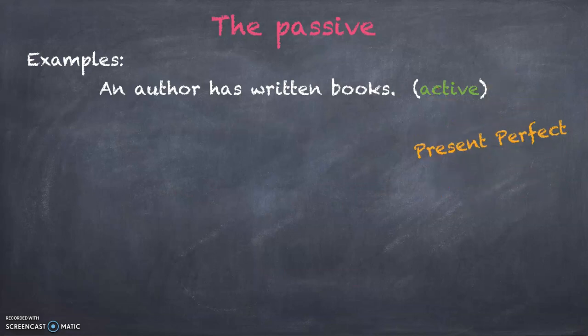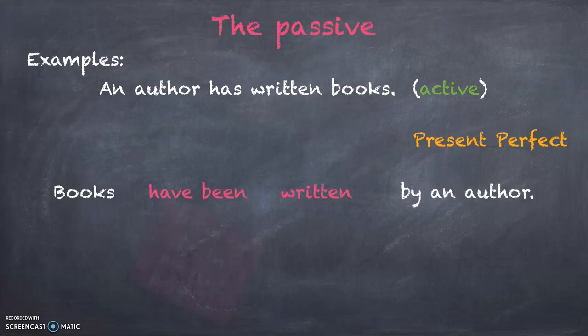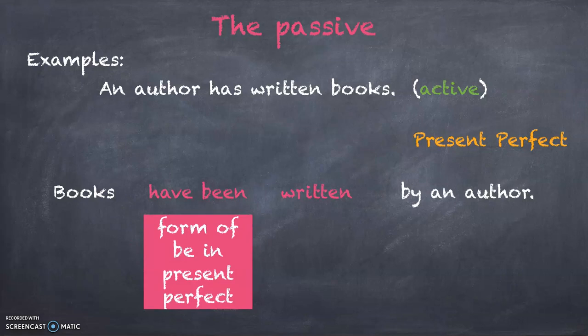The next example is present perfect, has written. And in passive, this sentence is: books have been written by an author. Have been is a form of be in the present perfect, and written the past participle form of to write.